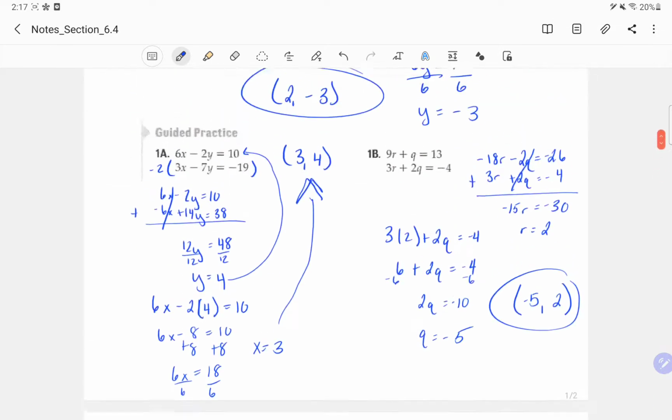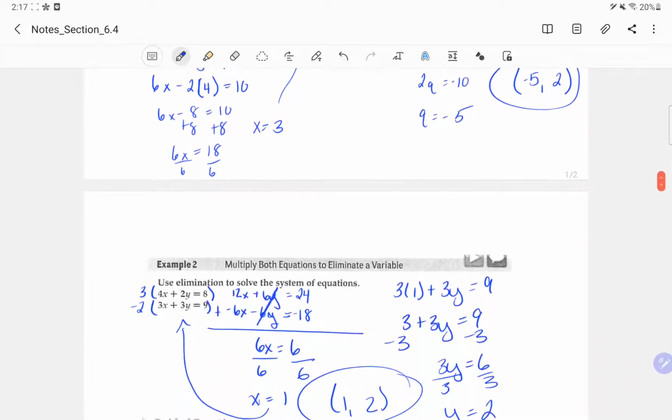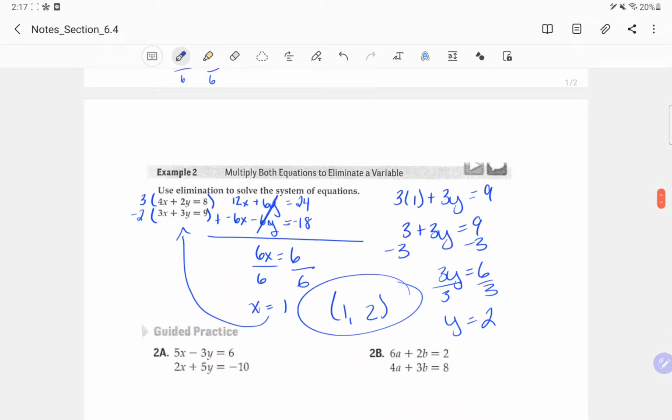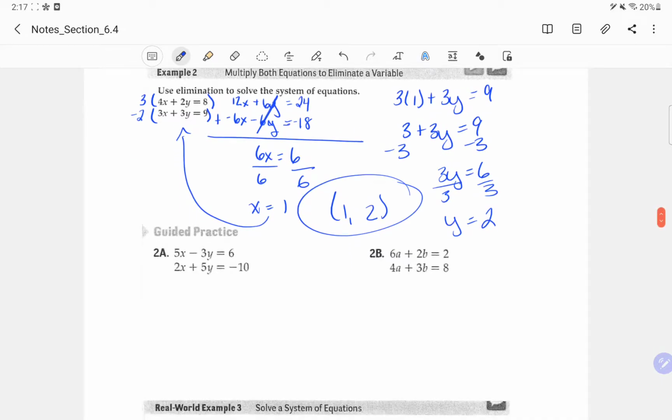Okay, so again, it's almost the same exact thing as here, except this time we had to multiply both equations by a number to make something cancel out. Okay? All right, so go ahead and pause and try 2a and 2b.